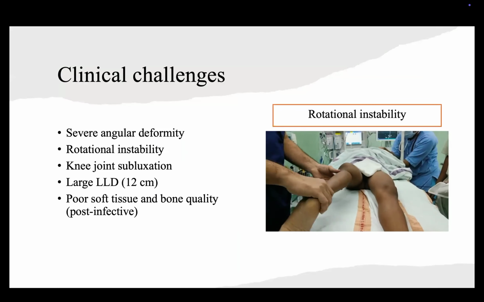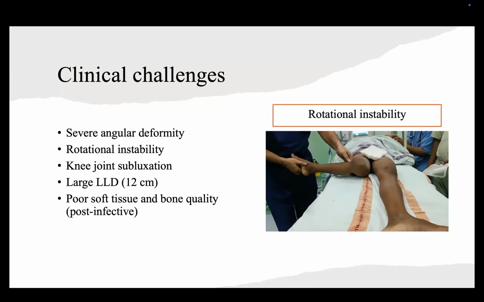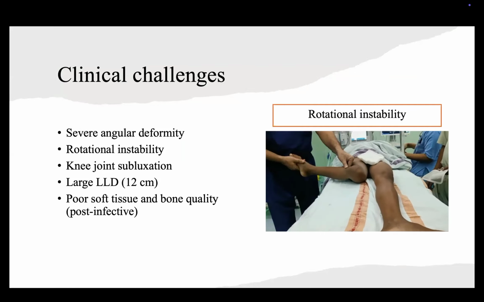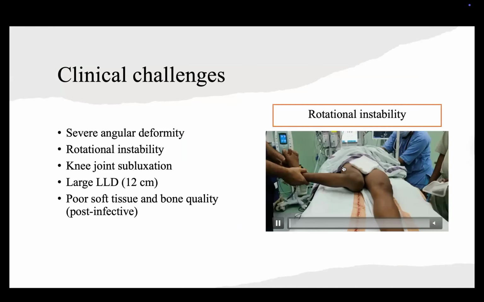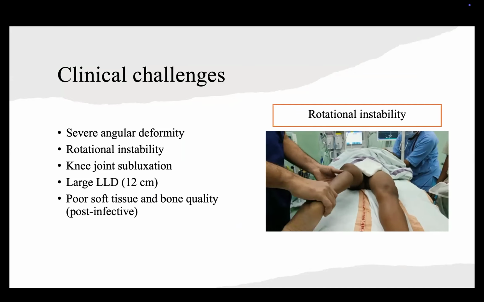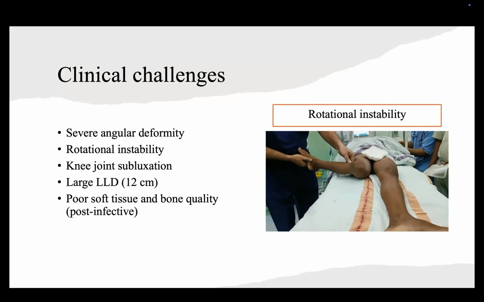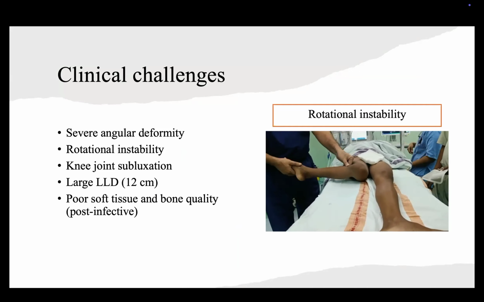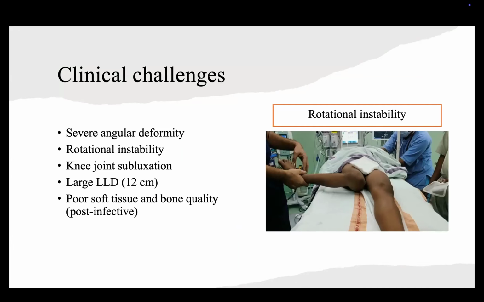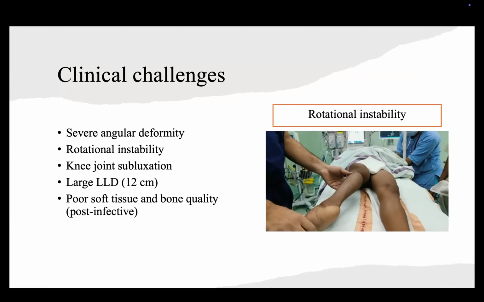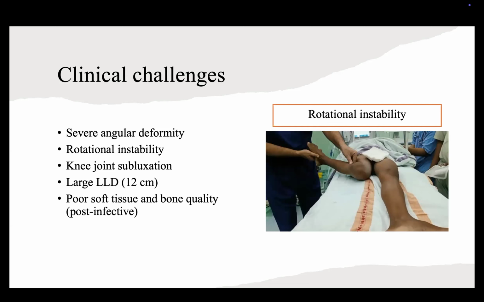So what were the clinical challenges around this case? There was severe angular deformity, and there was knee joint subluxation. As you can see in the video, the knee was reducing in the flexed position, and whenever we tried to extend it, it subluxated and turned to the opposite side, due to which the foot has rotated backwards. There was a large limb length deformity of 12 centimeters compared to the opposite side, and the soft tissue and bone quality was also weak due to the post-infective status of the case.